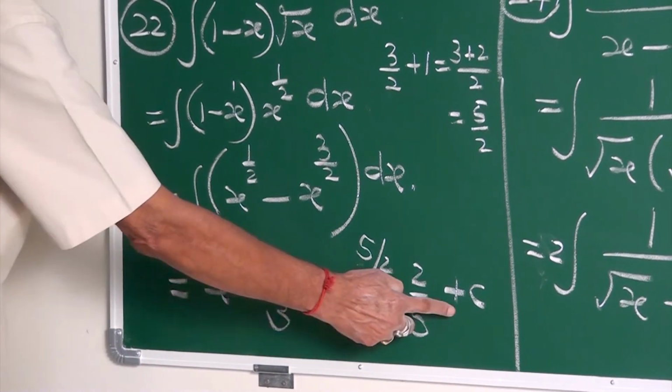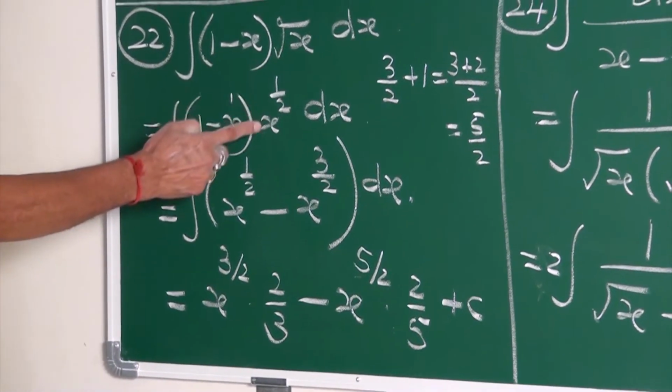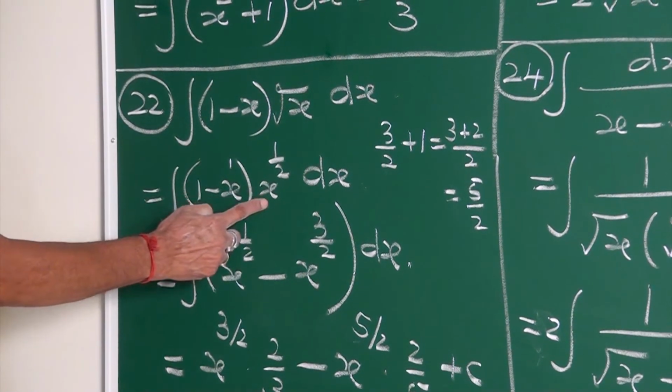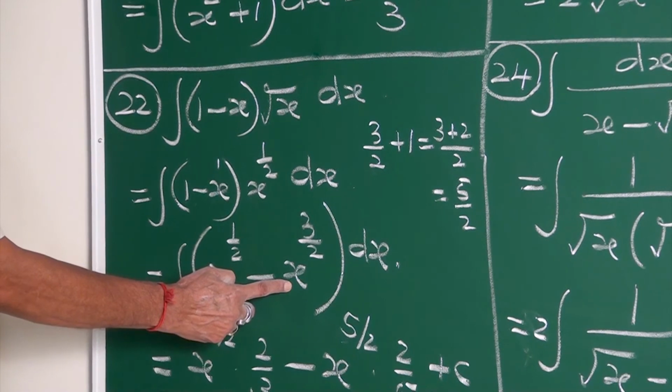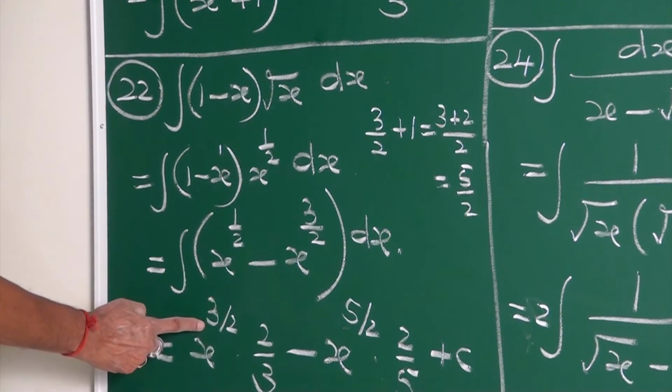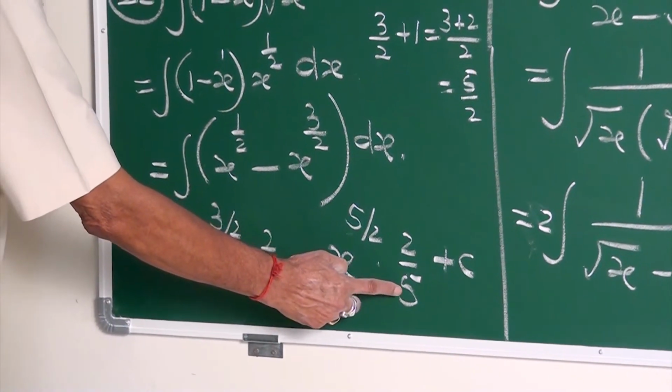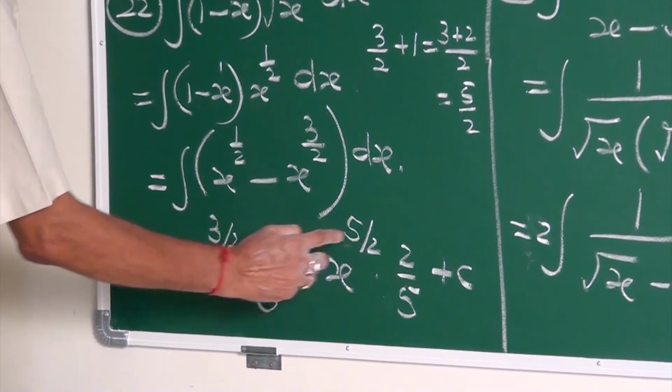Reciprocal 2 by 5 into x to the power 5 by 2 for 1 into x to the power half, minus x into x to the power half, which is x to the power 3 by 2. Add 1, divide by the same. Add 1, reciprocal. Divide means reciprocal. It is 2 by 5.